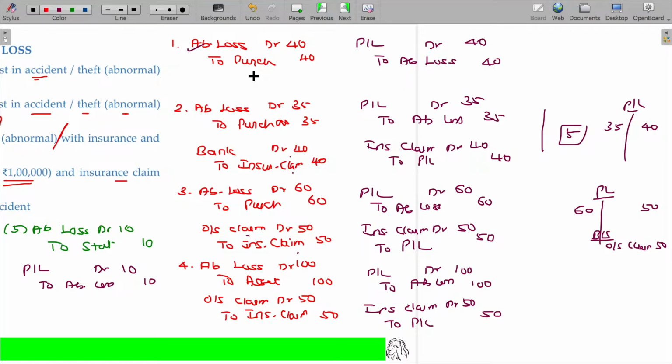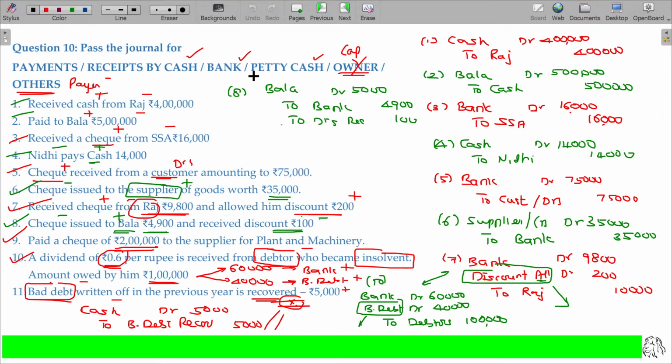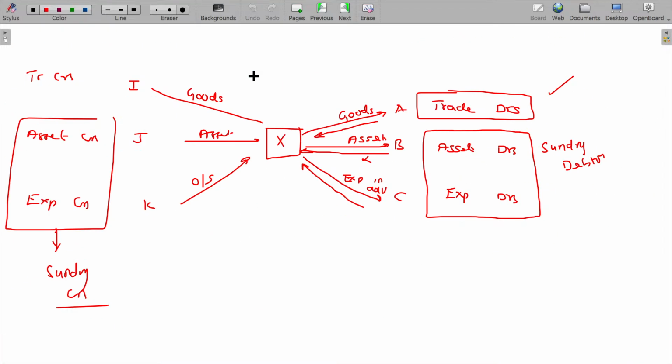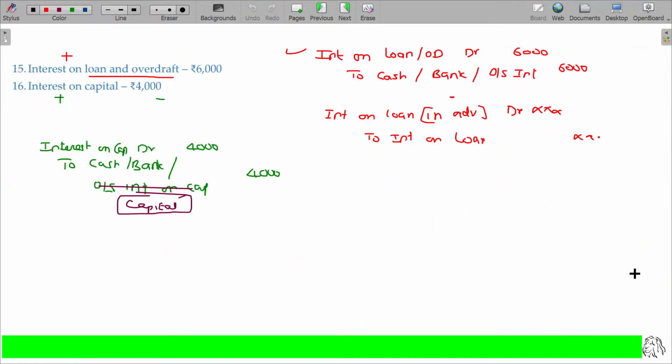Not only that, the purchase item used for other than sale purpose. We have already seen that, right? Owner has taken, and sometimes used for office purpose, charity purpose, fixture purpose. In those cases, purchases are going to be credited. Am I right? Similarly, purchased item is not sold but lost. Then it is also subtraction from the purchases only. That value is going to be subtracted.